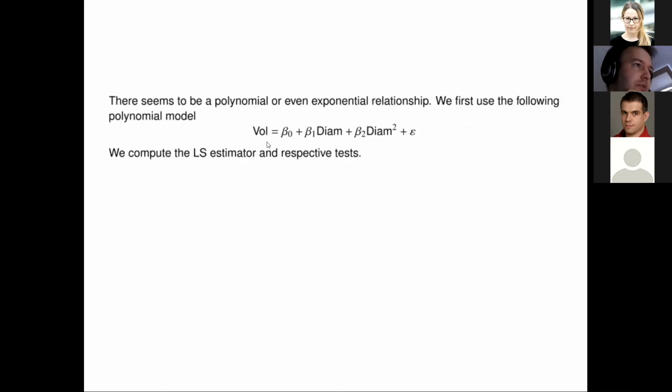And first, we use the following polynomial model, a quadratic model to be specific. So we assume that the volume can be described by beta 0 plus beta 1 times the diameter plus beta 2 times the diameter squared plus our random error noise epsilon. And now we compute the linear least squares estimator and the respective tests.